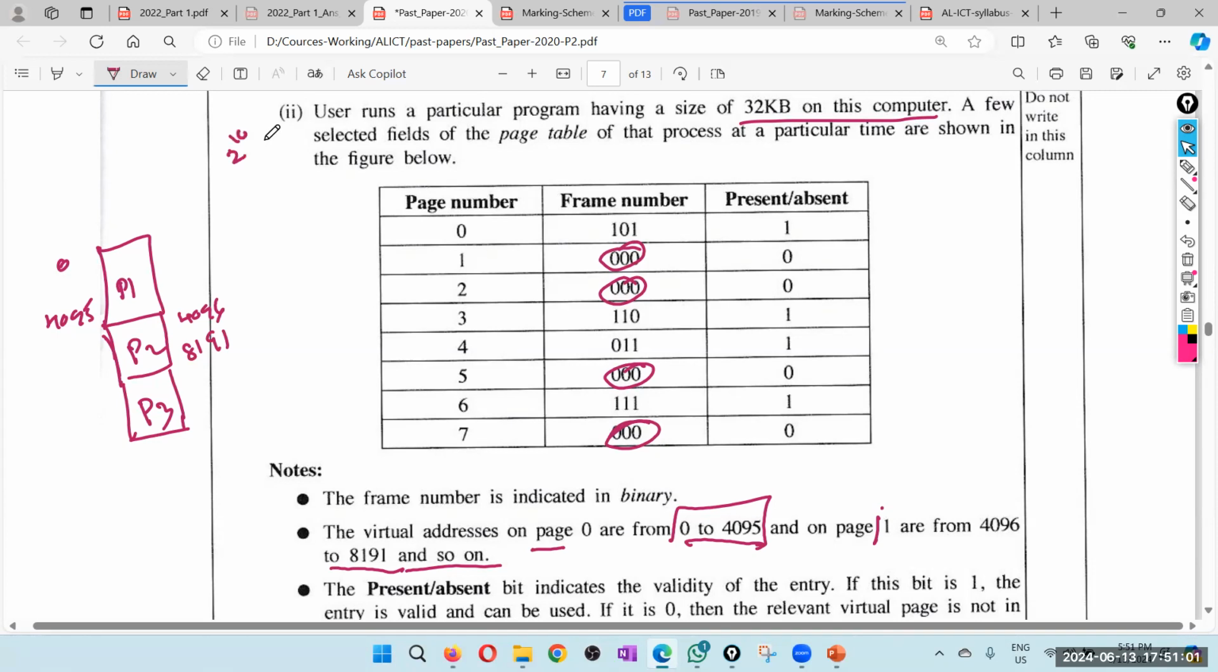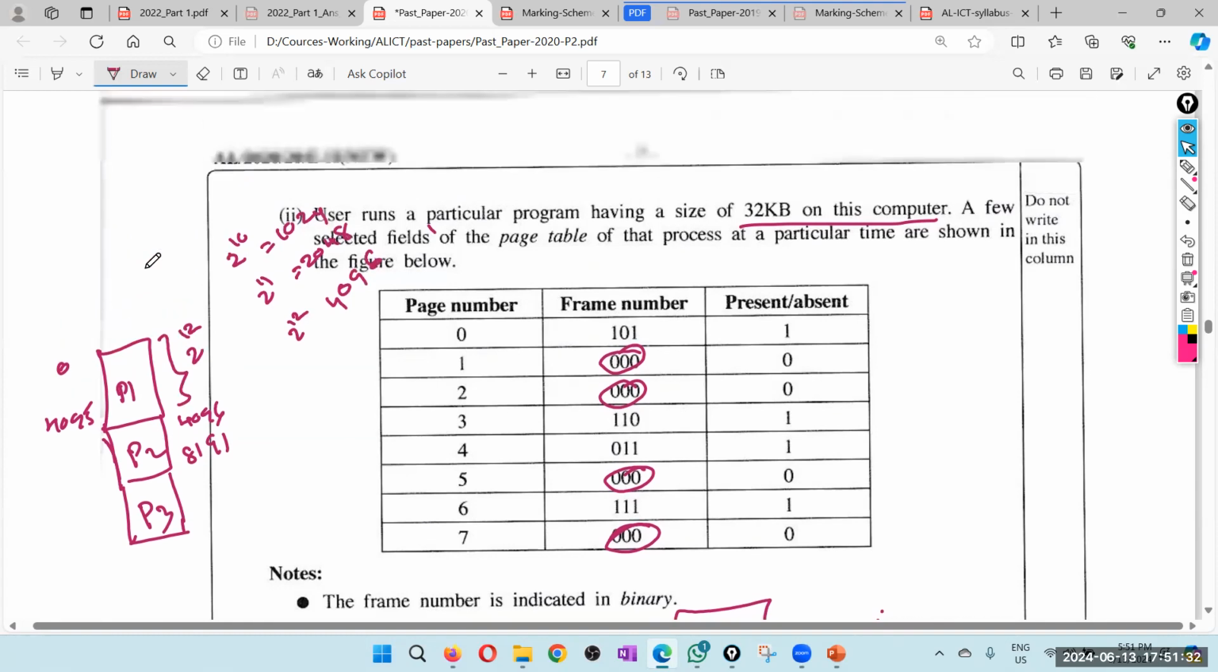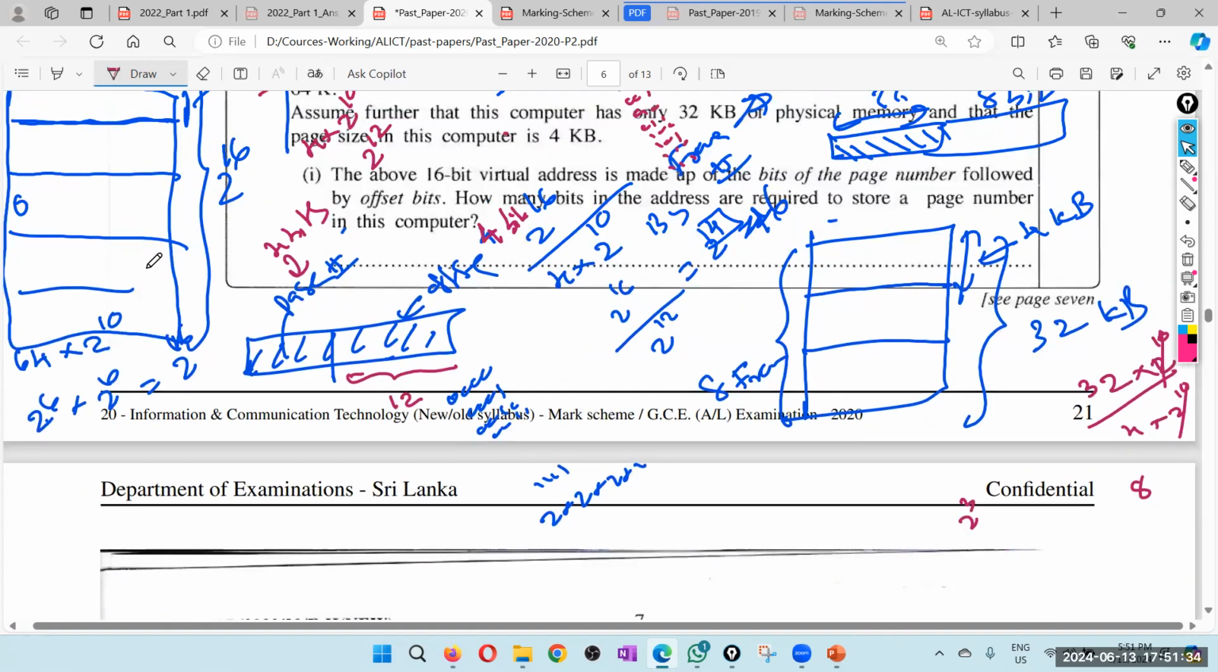2 to the power 10 is 1024. 1024 into 2 is 2048. That is 2 to the power 11. 2048 into 2 is 4096. So that is 2 to the power 12. Okay, 2 to the power 12. So that means it looks like you have 2 to the power 12 addresses in one page. Okay. So that is correct, right? Because we have the offset as 12. So offset 12 means we have 2 to the power 12 entries.